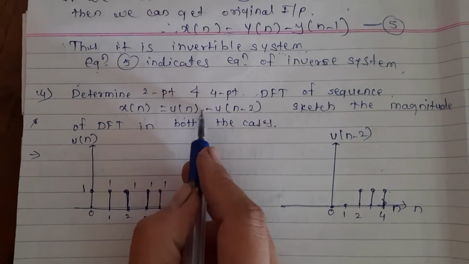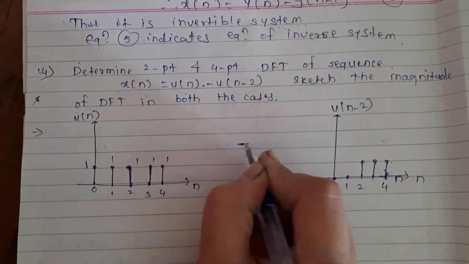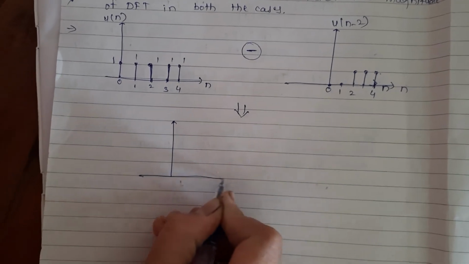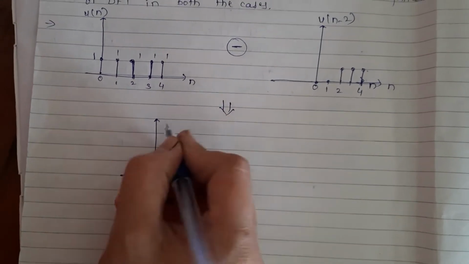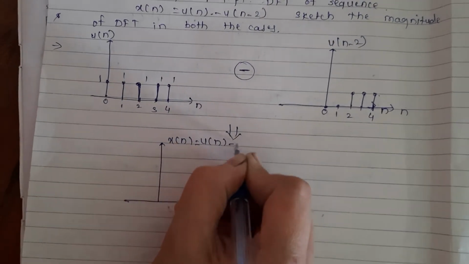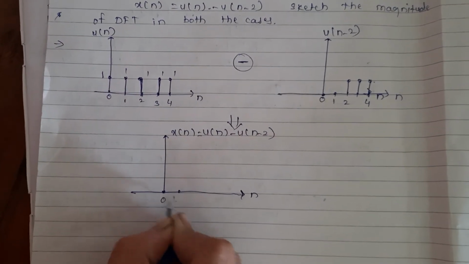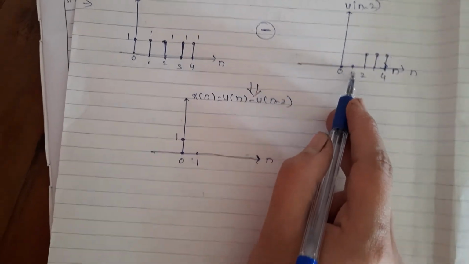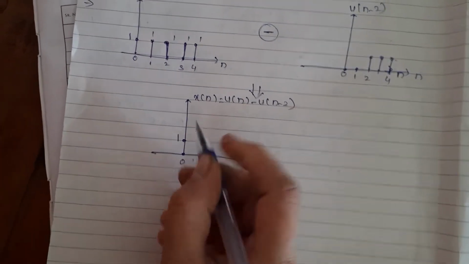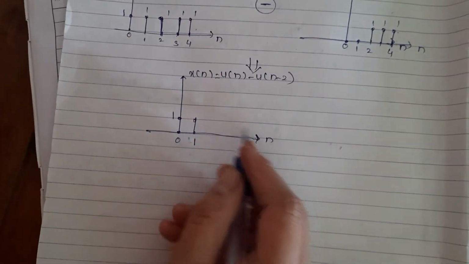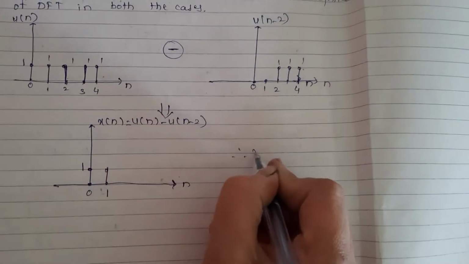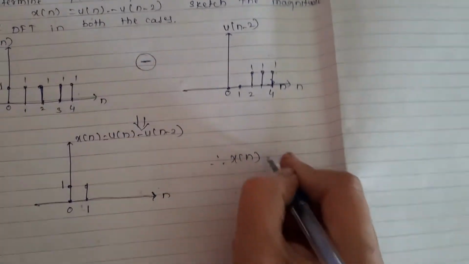This is n. And subtraction of both these two signals is x(n). So this is the subtraction sign, and the output of this is x(n), that is u(n) minus u(n-2). This is 0, 1: 1 minus 0 is 1, 1 minus 0 is again 1, and 1 minus 1 is 0. So the next signals are 0. This is the diagram for signal x(n). Therefore, x(n) is equal to only 1, 1.